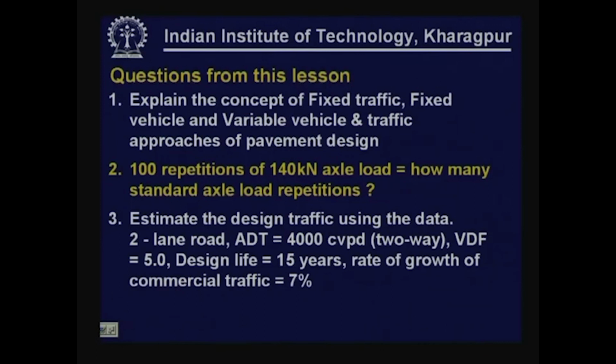Explain the concept of fixed traffic, fixed vehicle and variable traffic approaches for pavement design. Second one is 100 repetitions of 140 kilonewton axle load is equivalent to how many standard axle load repetitions. Third is estimate the design traffic using the following data. There is a 2-lane road, average daily traffic is 4,000 commercial vehicles per day, two-way traffic, vehicle damage factor is 5, design life is 15 years and rate of growth of commercial traffic is 7%.